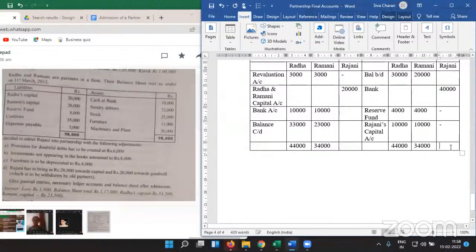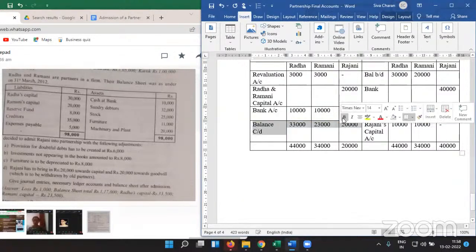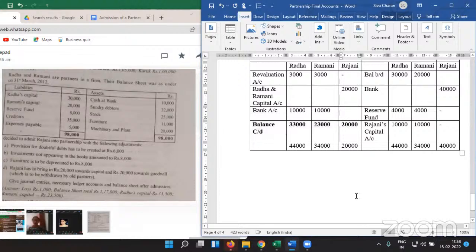And if you look into Rajani's total, credit total 40,000, from which 20,000 is given to Radha and Ramani. So her final capital balance is 20,000, right? So these are the figures which we calculated. Okay.